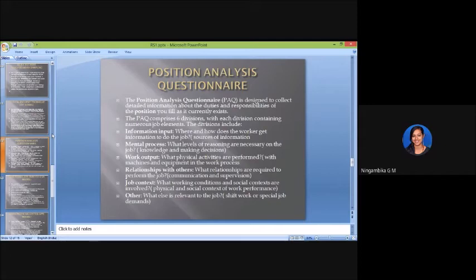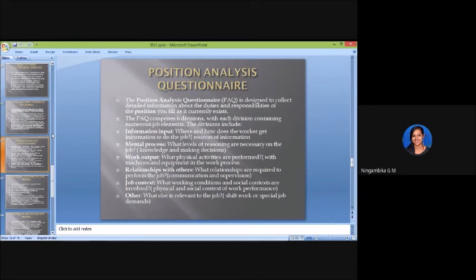What is information input? Where and how do the workers get information to do the job? It is also called the sources of information. Where exactly has the job been completed by a worker, and how did he gather the information? That can be analyzed in the first element. The second element is mental process. What levels of reasoning are necessary on the job? Is the process based on knowledge, or is it based on making decisions? Again, this depends upon the mental mindset of an employee.